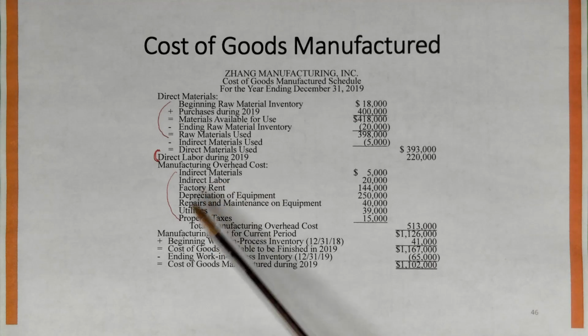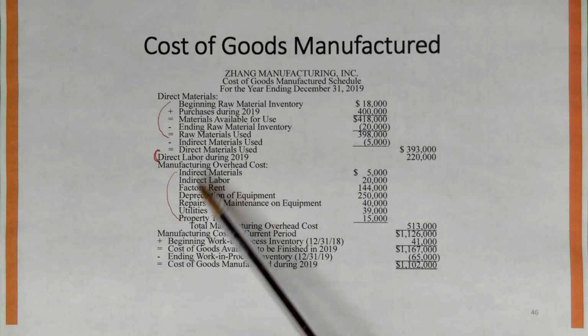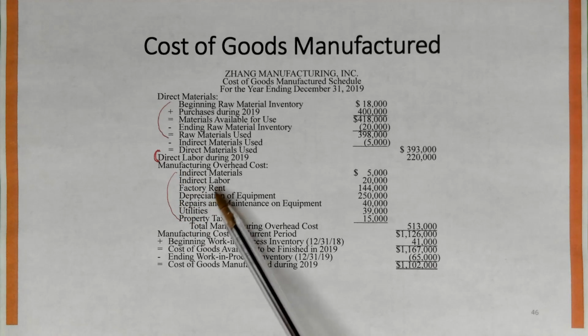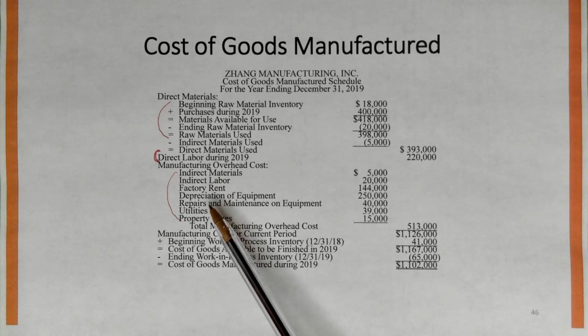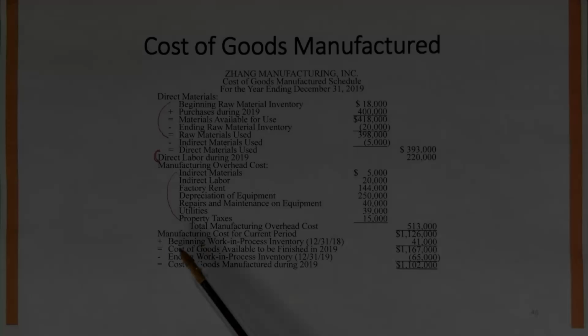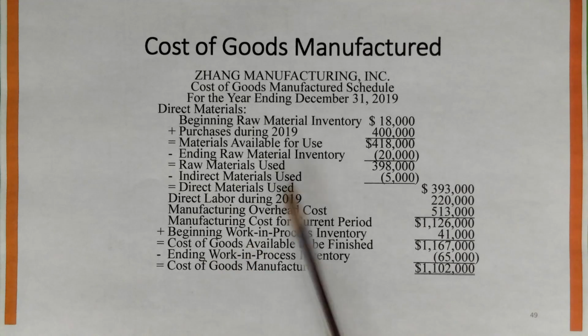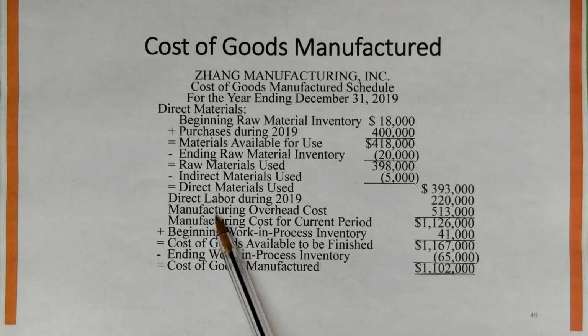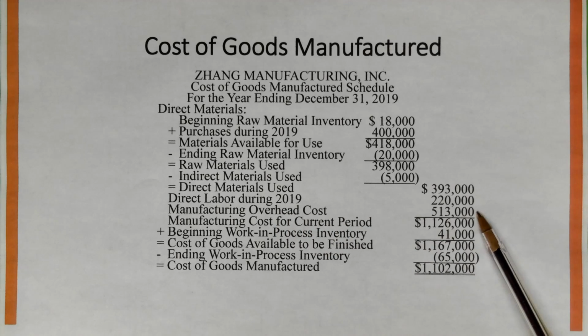Now, this list is very small. It's just an example. In reality, companies would have many, many more manufacturing overhead costs that they would include. Some manufacturers have so many manufacturing overhead costs that if they list them in the cost of goods manufactured schedule, the schedule just becomes too long. So what those manufacturers will do is condense the cost of goods manufactured schedule. This is the same schedule, but instead of listing all the manufacturing overhead costs, they simply enter one amount, which is the amount of manufacturing overhead.